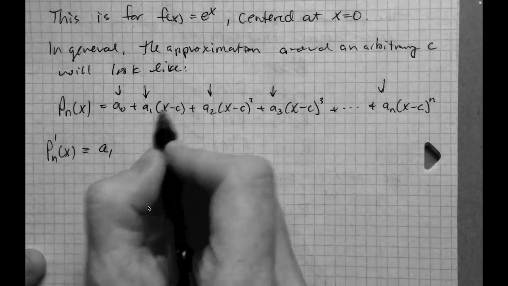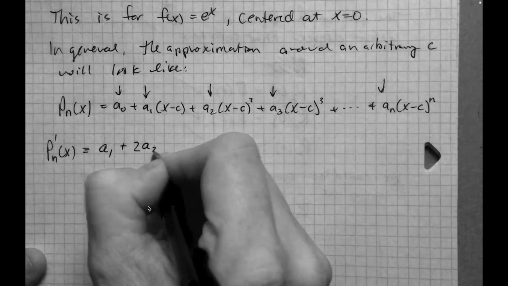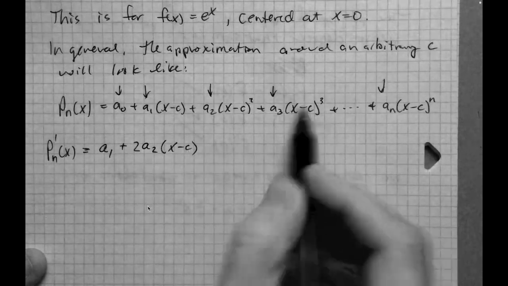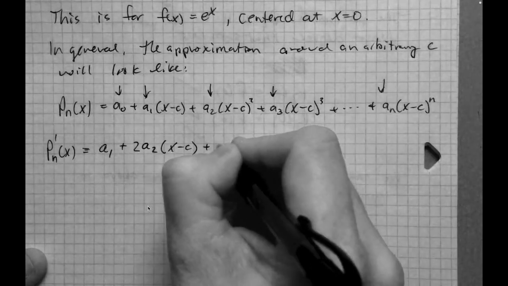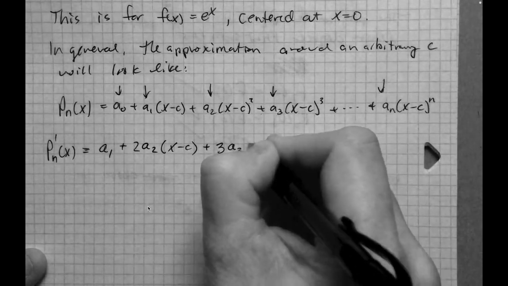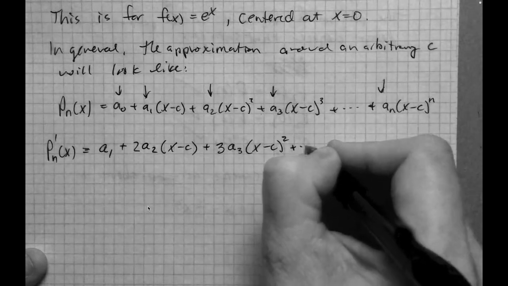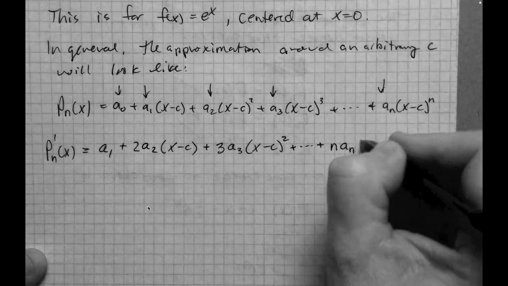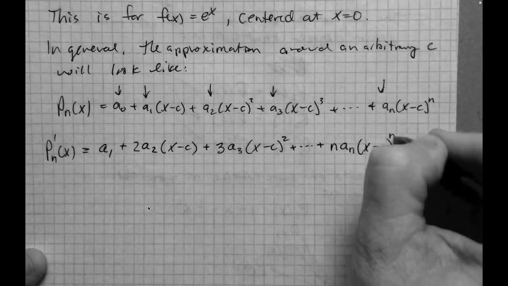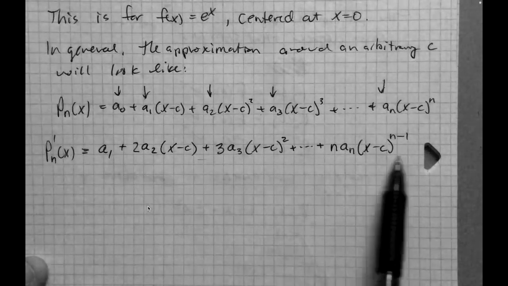And so this is just a1, plus 2 times a2 times x minus c, and then this term, when we differentiate, becomes plus 3a3 times x minus c squared, plus dot dot dot, plus n times a sub n times x minus c to the n minus 1. So it's very easy to differentiate these.